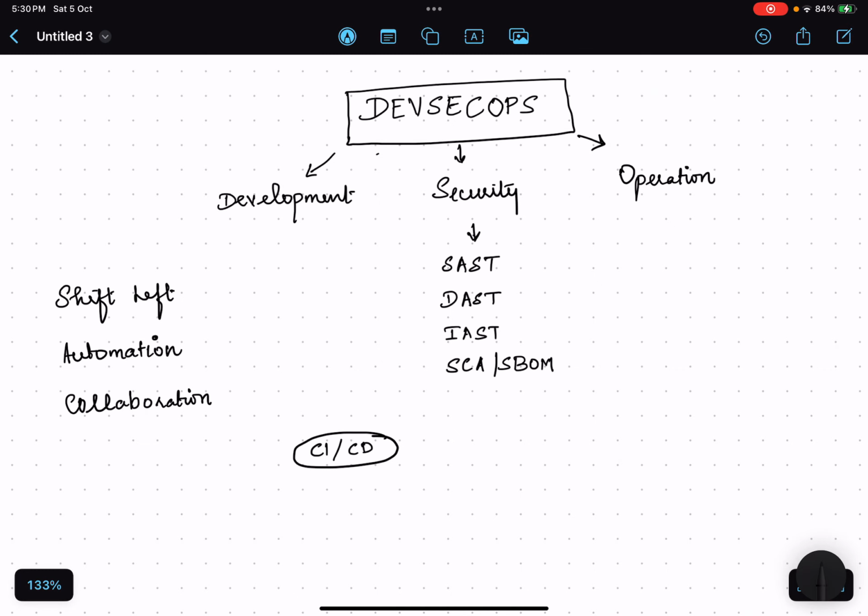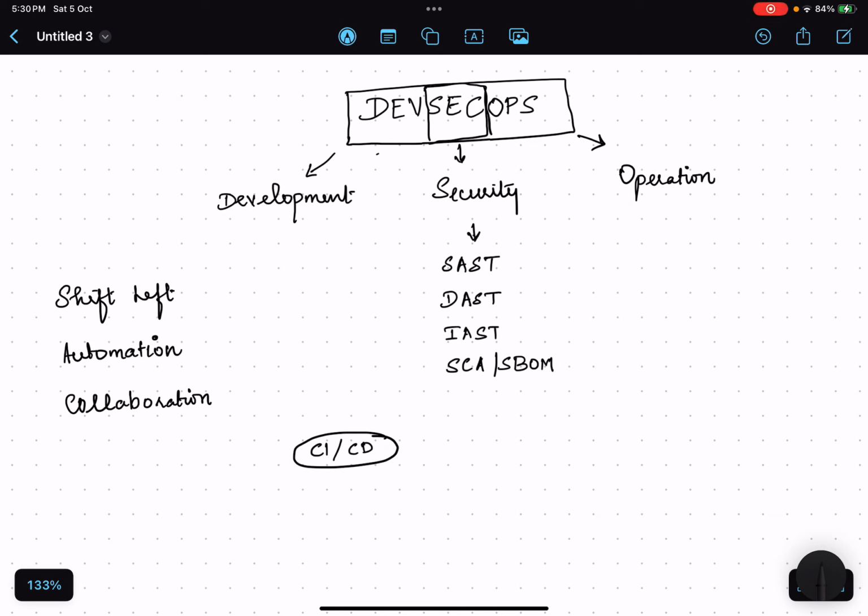Hey all, we'll look at what is DevSecOps today. Traditionally, this terminology started with just the word DevOps, and Sec was added in between to emphasize the importance of security within DevOps.